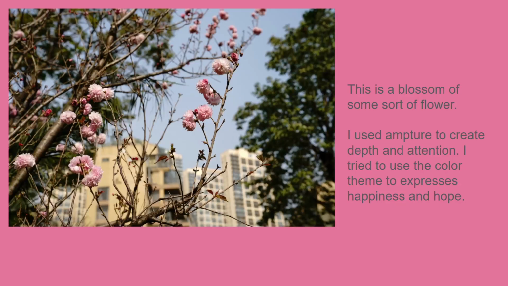So here is the blossom of some sort of flower. I'm not sure what flower this is. This may be a cherry blossom, but I'm not exactly sure because I cannot recognize exactly what this flower is. But I use aperture to create depth, so you won't focus so much on the buildings behind and focus on the flower. And then I use this color theme to express happiness and hope.